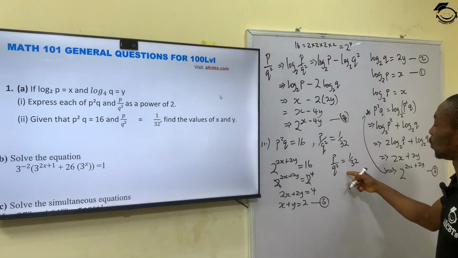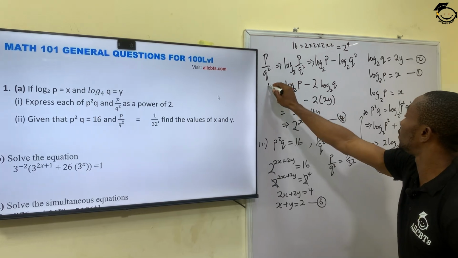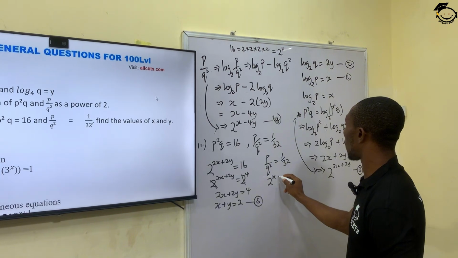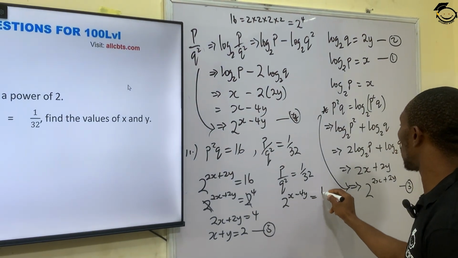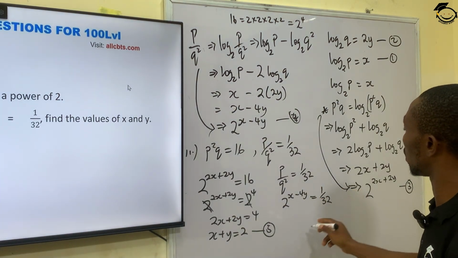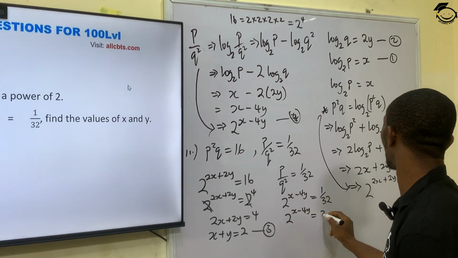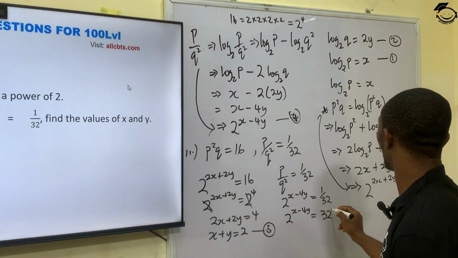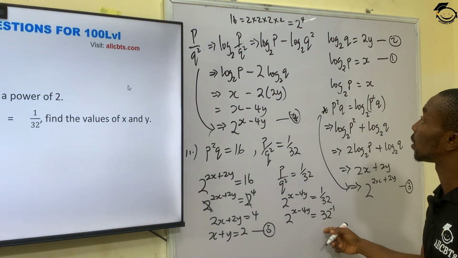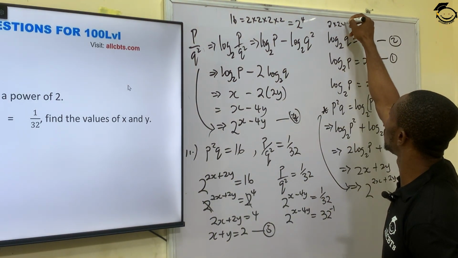All right, now we know that p plus q squared, the value gives us this. So this will become 2 raised to power x minus 4y equals 1 over 32. Now we're writing these fractional indices as a whole number. We have it as 2 raised to power x minus 4y equals 32 raised to power minus 1.